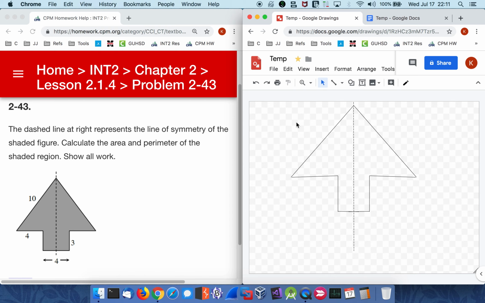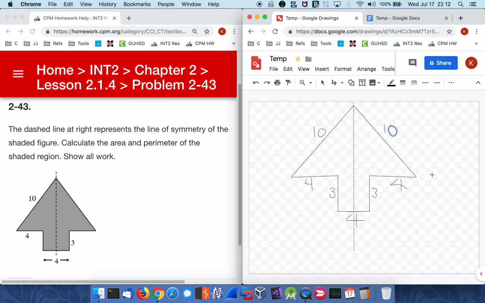So, calculate the area and perimeter. Let me label the sides here. So we've got 10 over here, and then this one is 4. And then this one over here is 4, and that whole side right there is 4. And then this one is 3, but since we know that these are symmetrical, this one must also be 3, and then this one must be 4 also, and then this one must be 10.